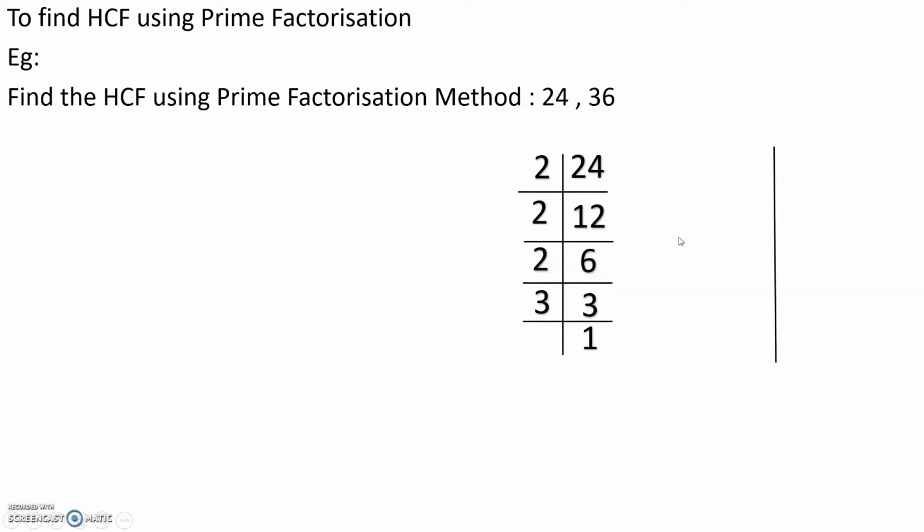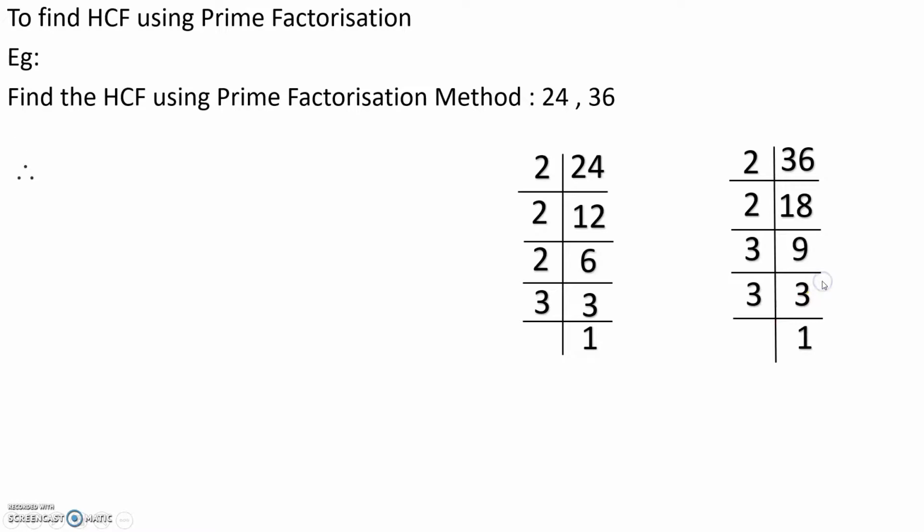Now we'll find the prime factorization of 36. So 36 comes in 2's table. 2 18s are 36. Then again 2 9s are 18. Next 3. Now this 9 doesn't come in 2's table. Yes, it comes in 3's table. So 3 3s are 9. Then 3 1s are 3. Got it? Now we'll just see.